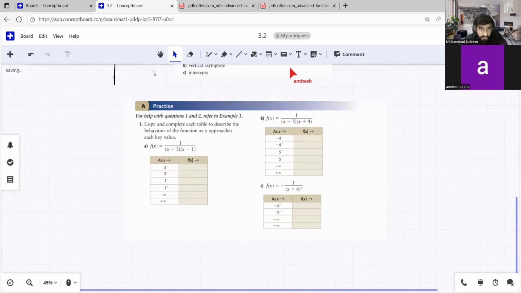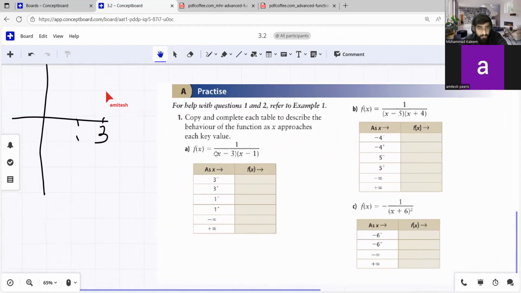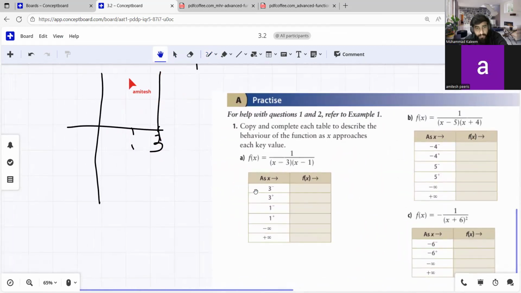All right, here we have a different kind of function. Copy and complete the table to describe the behavior of the function as x approaches each key value. So we have two vertical asymptotes at 3 and 1.